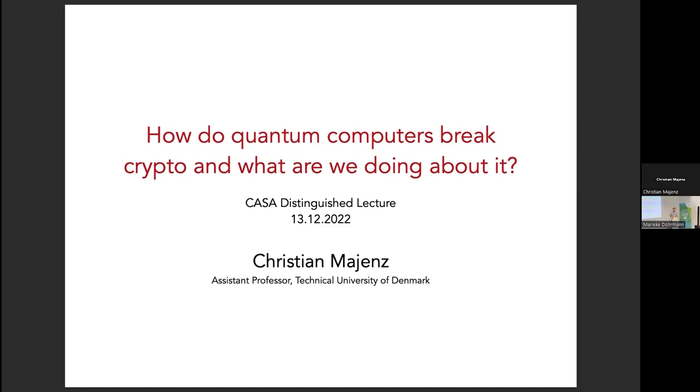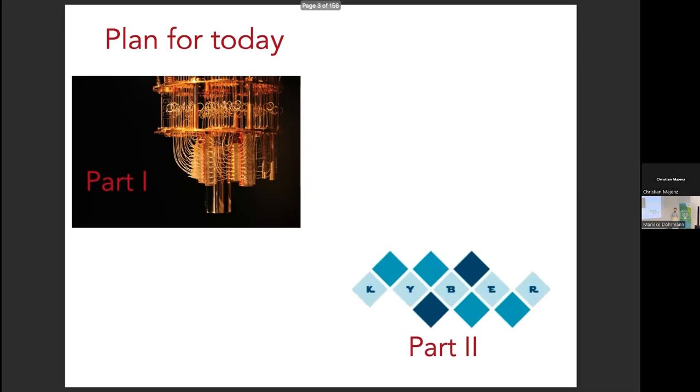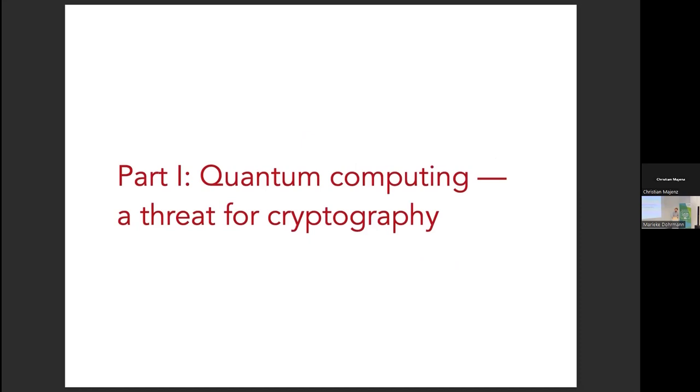So let's get started. In part one, we will talk about quantum computers. What are they? What can they do? What can they not do? And how do they break cryptographic protocols? In the second part, we will talk a little bit about post-quantum cryptography, which is basically the response to this threat. Let's get started with the first part.